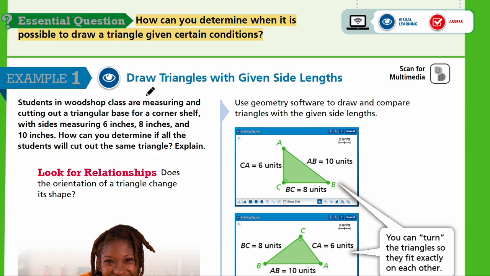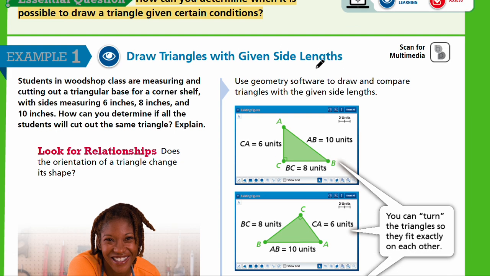Let's look at example 1. Draw triangles with given side lengths. Students in woodshop class are measuring and cutting out a triangular base for a corner shelf with sides measuring 6 inches, 8 inches, and 10 inches. How can you determine if all the students will cut out the same triangle? We're going to see if there are any possible ways that they could cut in different ways, if we have a combination of 6, 8, and 10.